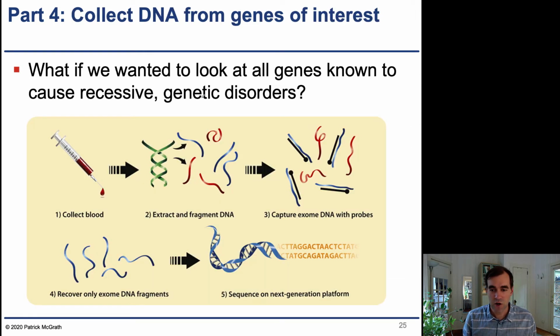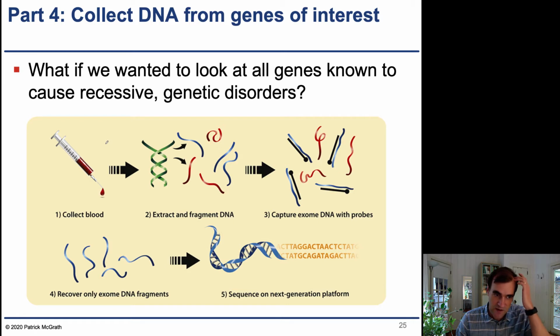And so, what if we can do that? What if we wanted to look at all genes that are known to cause recessive genetic disorders and ask the question whether or not we are carriers for those? And so this is now possible. You can actually do this with a company. Council was the original company. They've now been bought by Myriad Genetics.